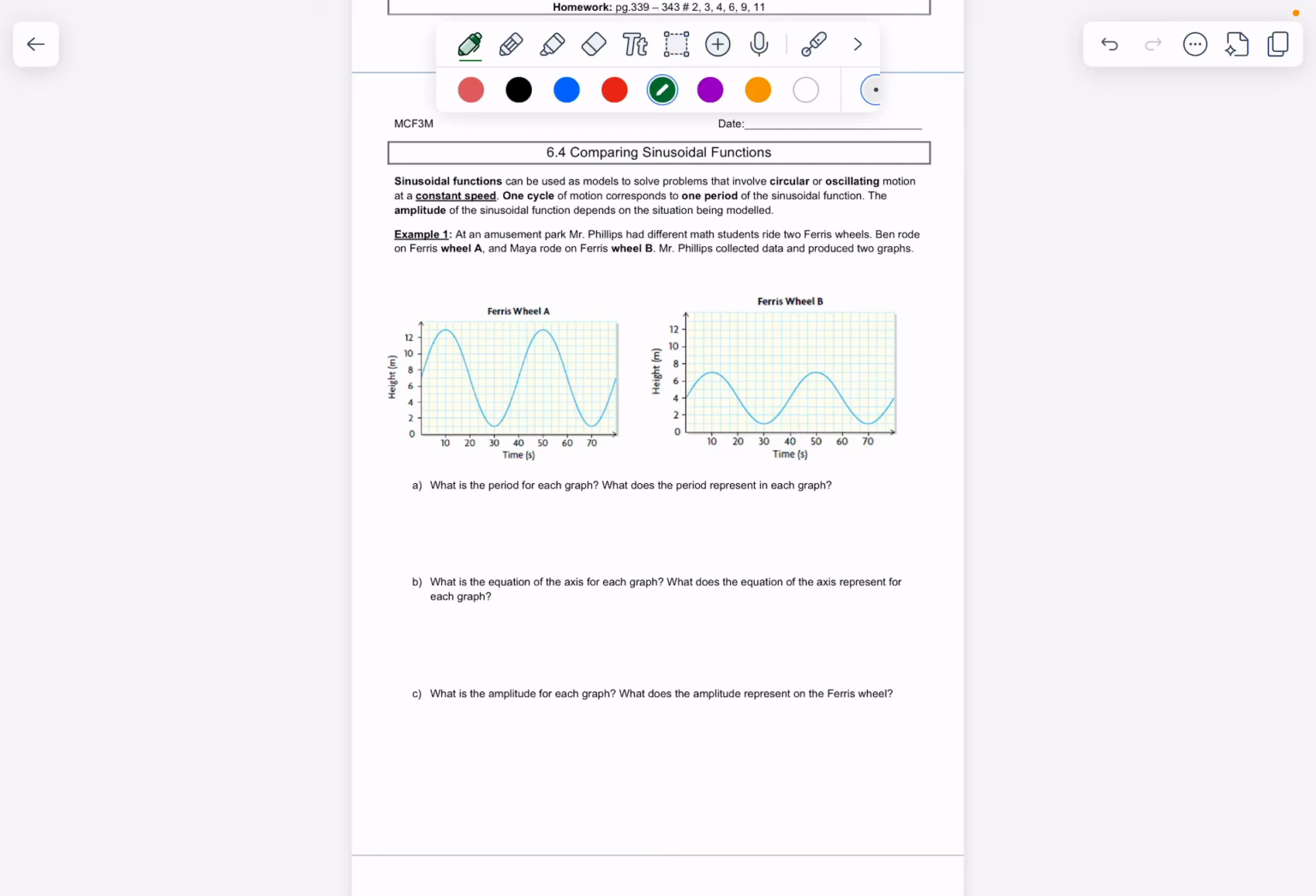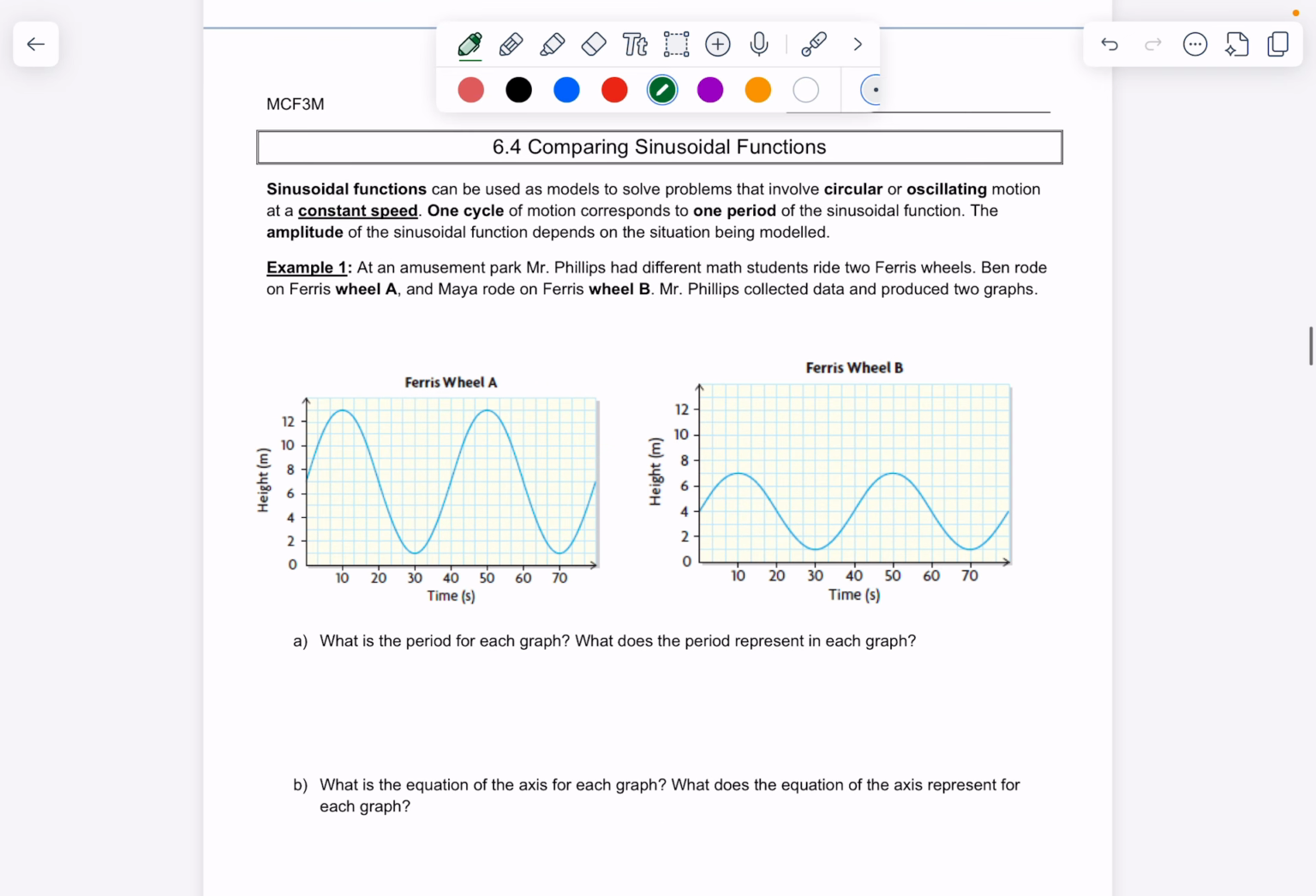So in today's lesson, really the goal is to be able to be given a graph and take out key pieces of information and relate that to a word problem. So we're comparing sinusoidal functions. A sinusoidal function can be used as a model to solve problems that involve circular or oscillating motion. There's that oscillating word I used in the last lesson.